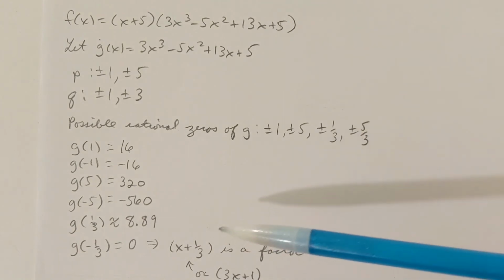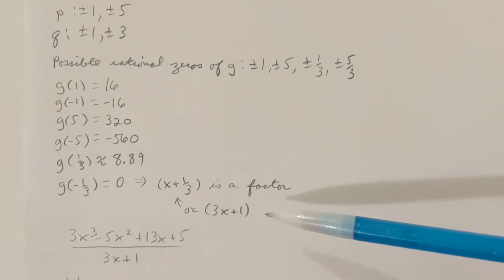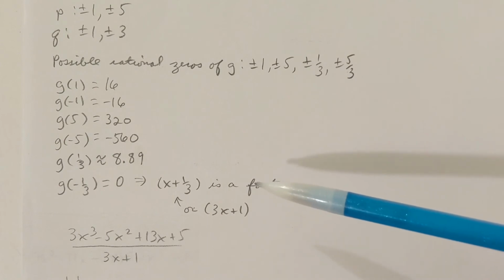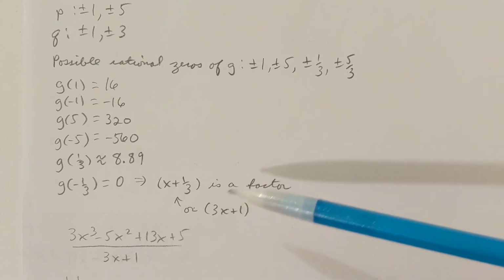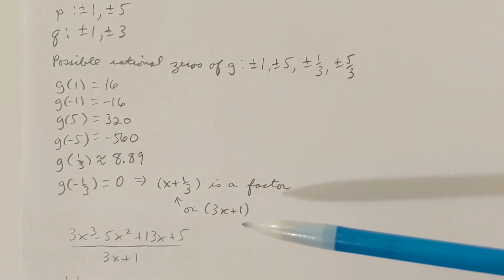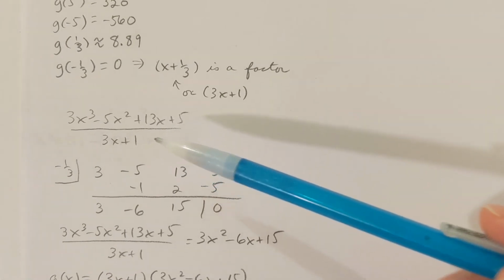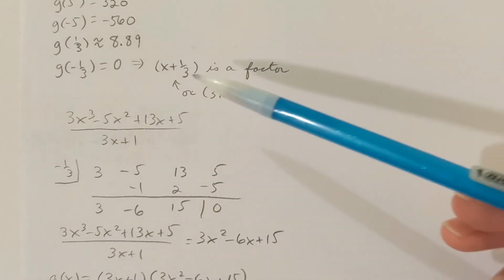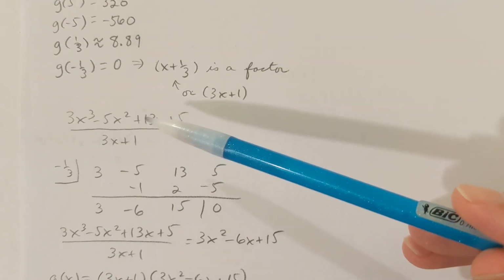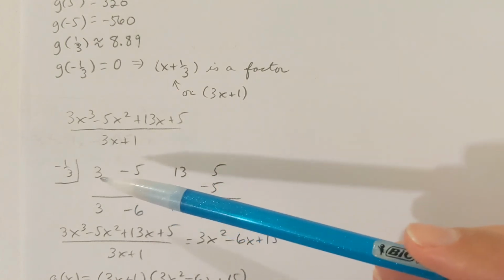And so x plus 1/3 is a factor. x minus negative 1/3 would be a factor, or 3x plus 1 would be a factor, same thing. So I've got x plus 1/3, or 3x plus 1, and it looks like I've decided to use 3x plus 1, although x plus 1/3 works perfectly here. So g of x divided by 3x plus 1: I use negative 1/3.